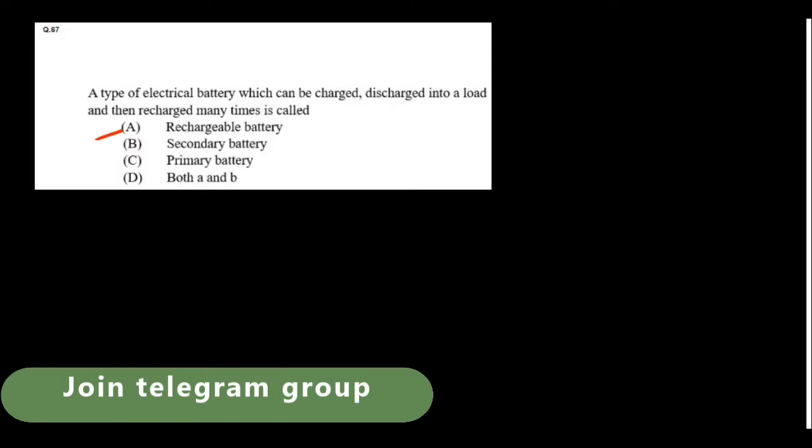A type of electrical battery which can be charged, discharged into a load, then recharged many times is called. The answer is given as rechargeable battery. But a rechargeable battery comes under a secondary battery. So what I feel is the answer has to be both A and B.